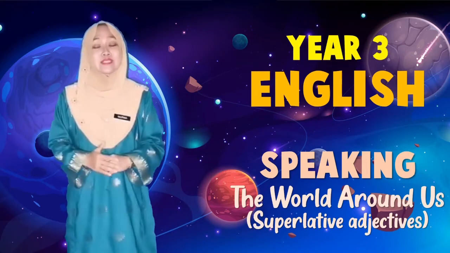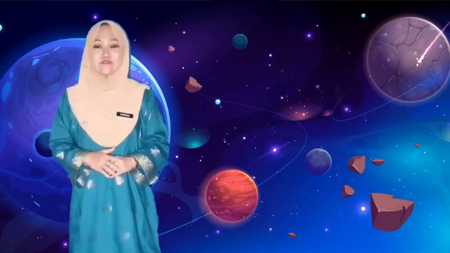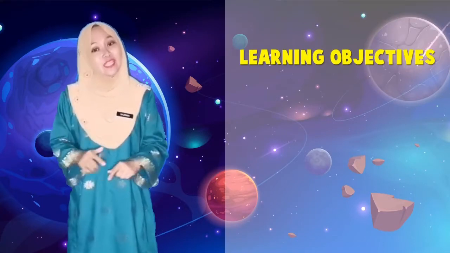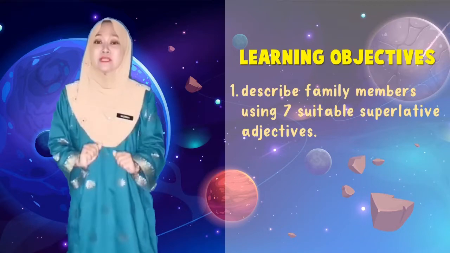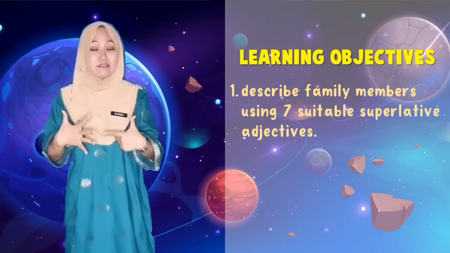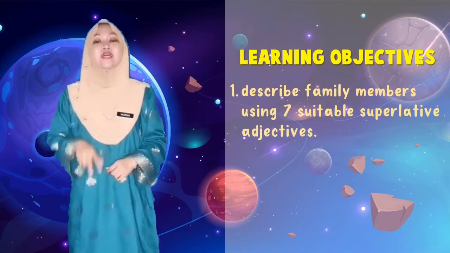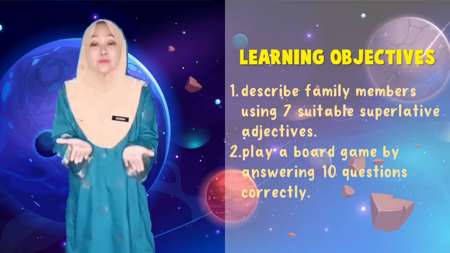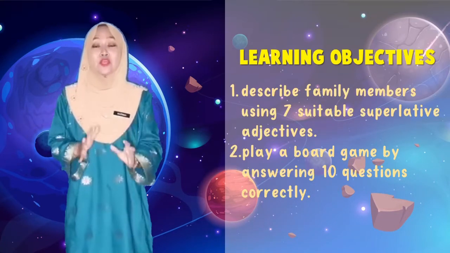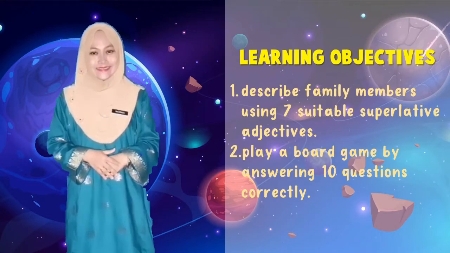Alright, before we start our lesson today, let us look at the learning objectives for today's lesson. Number 1, by the end of today's lesson, you will be able to describe family members using 7 suitable superlative adjectives. Number 2, by the end of today's lesson, you will be able to play a board game by answering 10 questions correctly.